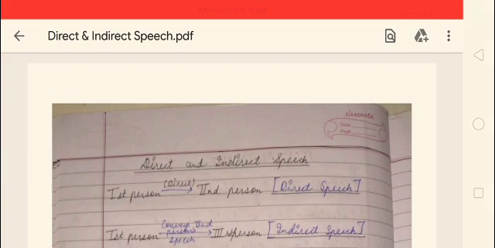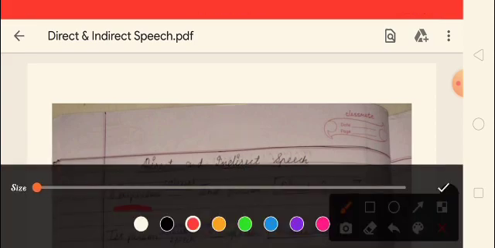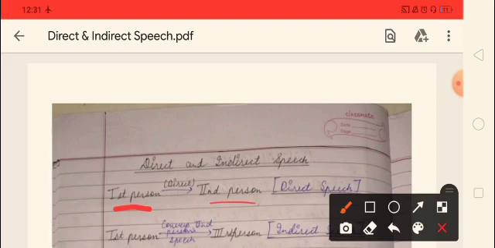What is direct speech? When the first person says something to the second person directly, this is known as direct speech. For example, when your teacher says to a specific person, "Collect the copies of the class." So this speech is between the teacher and that particular student. So this is known as direct speech.